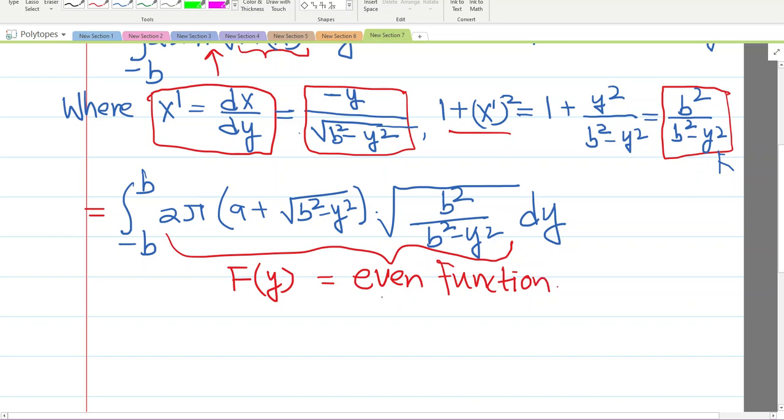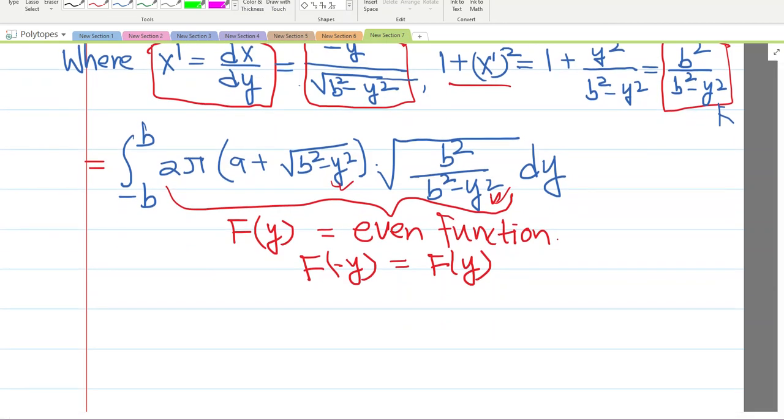Okay, so what does even function mean? It means that if we substitute negative y for y, we get the same function. So f of negative y is the same as f of y, right? Because in this expression, you can see there are all square terms, the y square term and the y square term. That means it's an even function. So by using the symmetry of the definite integral, instead of going from negative b to b, we go from 0 to b and multiply that by 2.